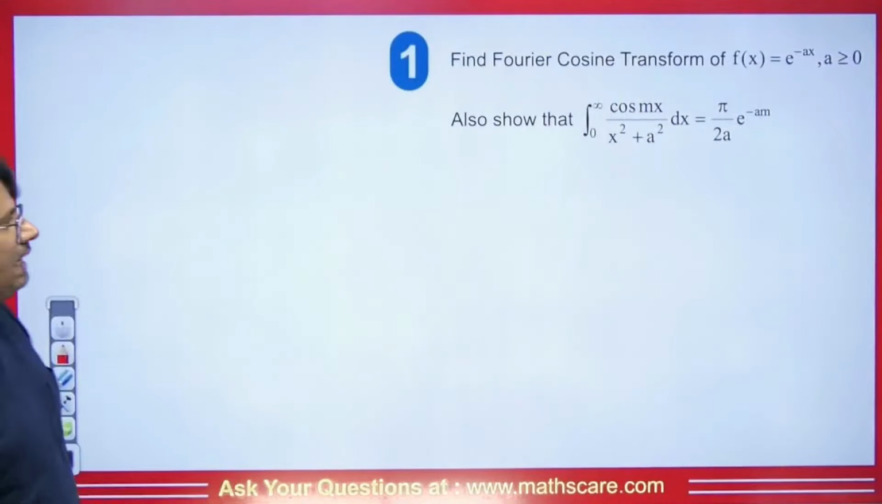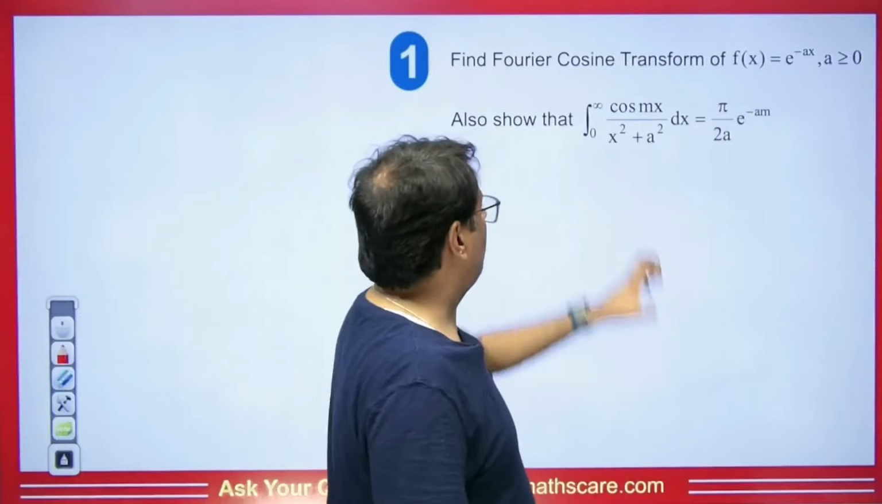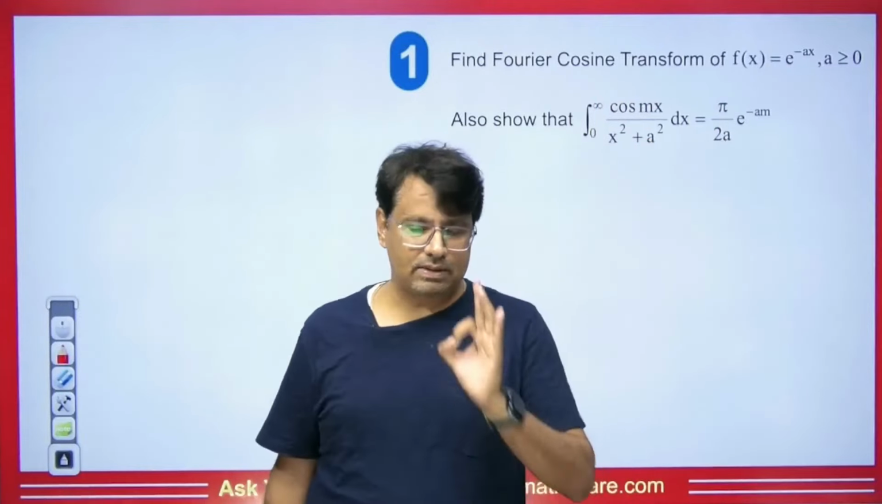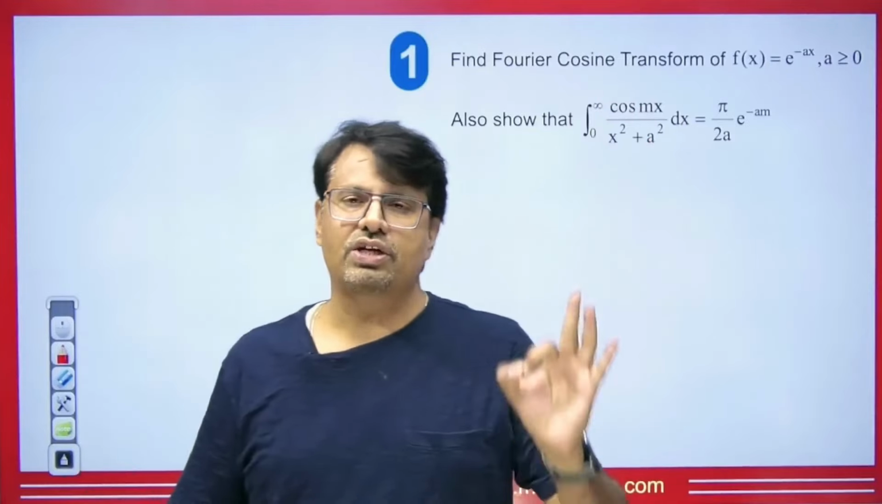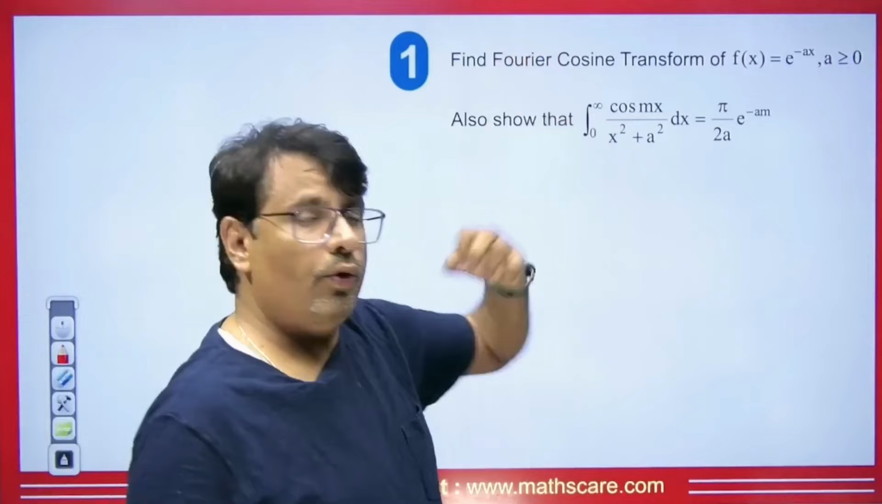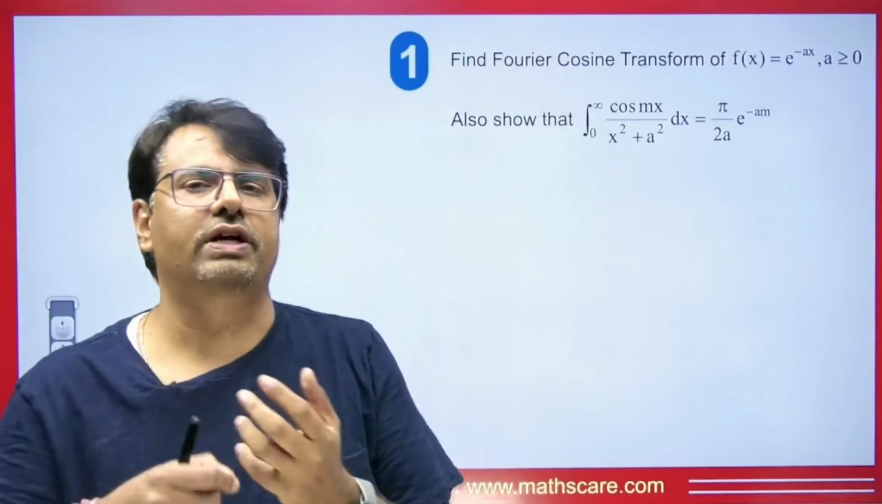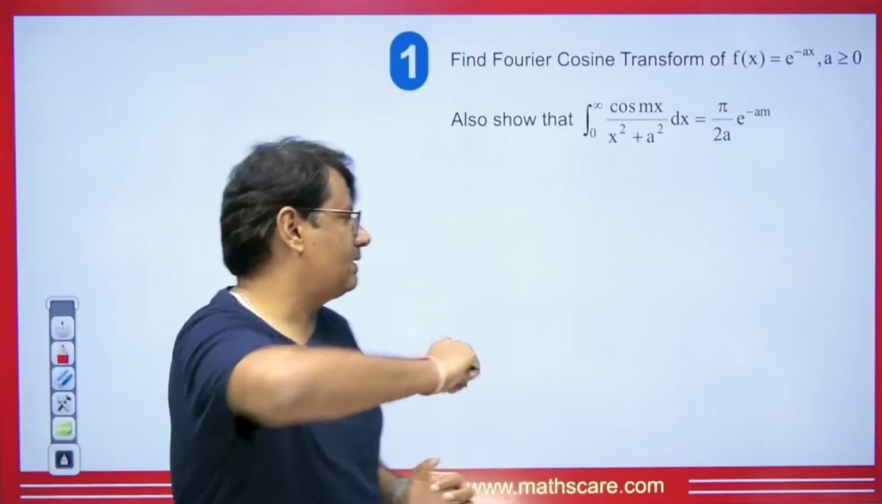The next question is very interesting. It says, find the Fourier cosine transform of fx is equal to e to the power minus x, and you have to prove it as well. Whether it's a cosine, sine or a standard Fourier transform, you must use the inverse when proving something. In the case of this cosine question, you will have to use the inverse Fourier cosine transform as well. Let's see how we do this.